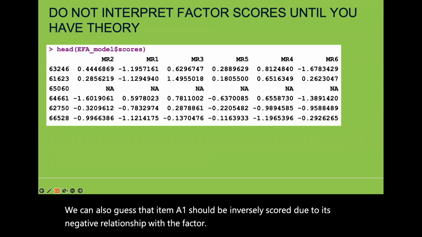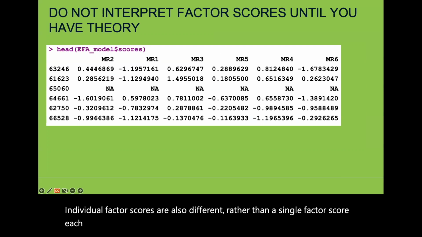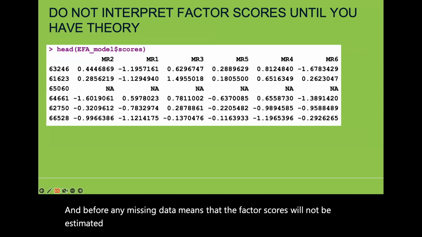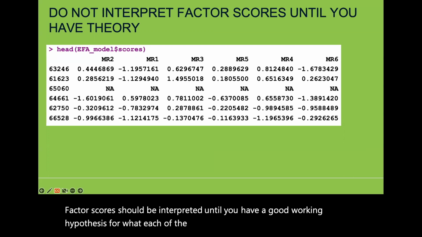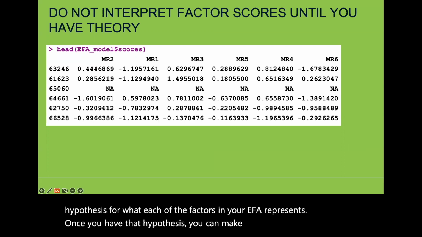Individual factor scores are also different. Rather than a single factor score, each person now has a factor score that's estimated for each of the 6 factors. And like before, any missing data means that the factor scores will not be estimated, as we see with person 65237. These factor scores should be interpreted until you have a good working hypothesis for what each of the factors in your EFA represents. Once you have that hypothesis, you can make inferences about the constructs.